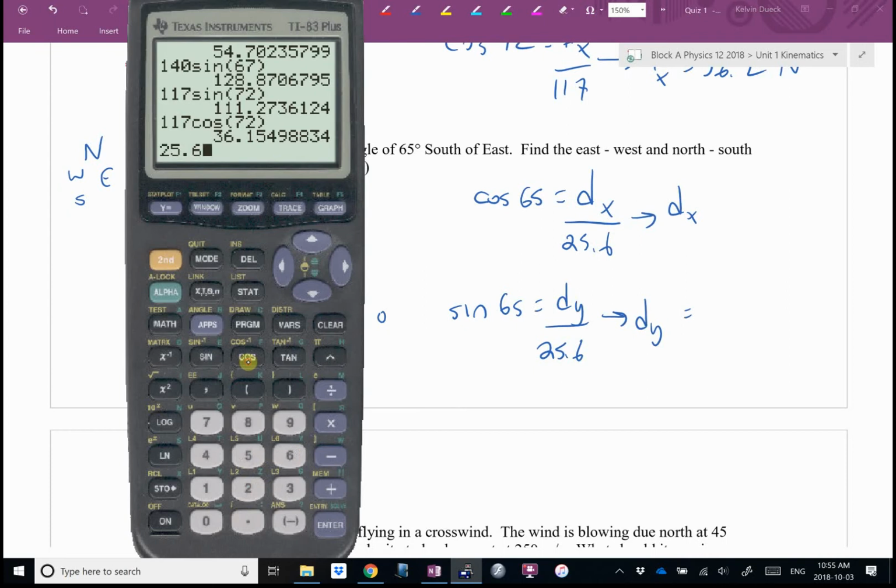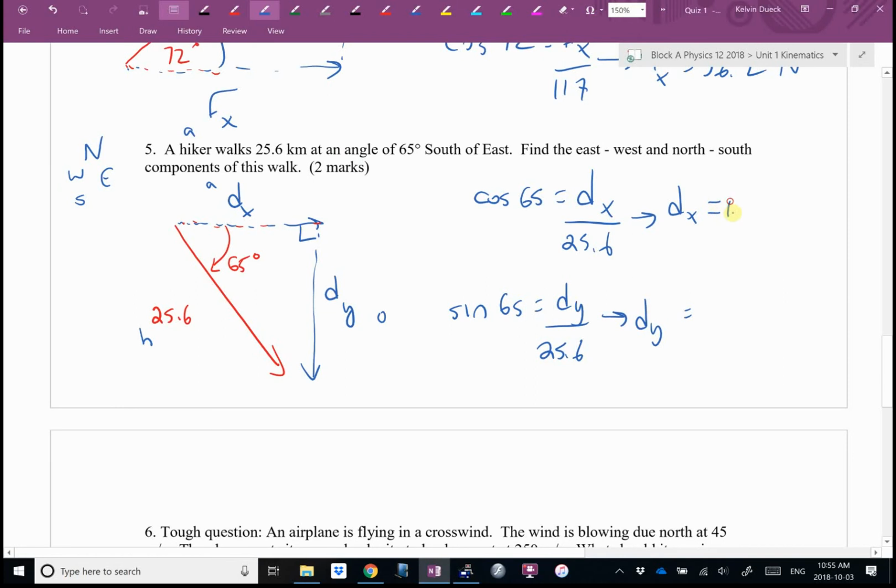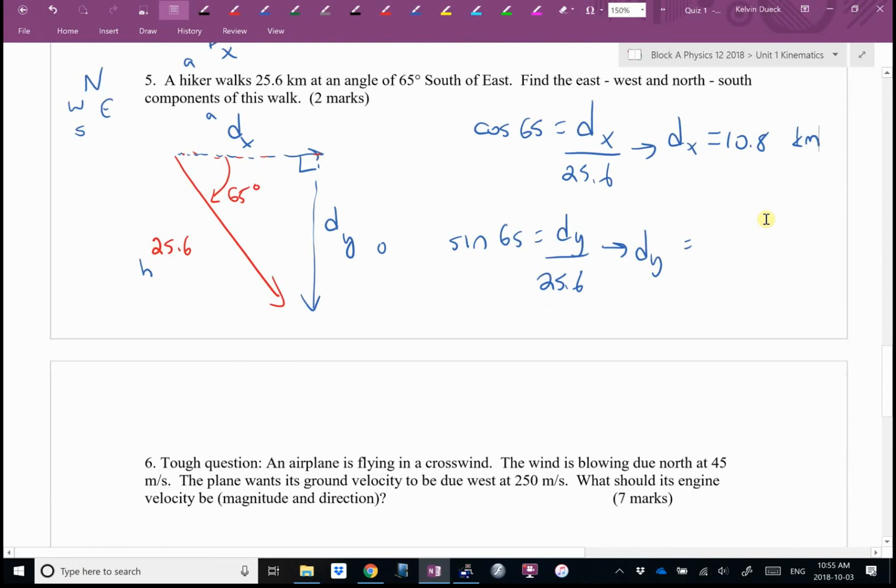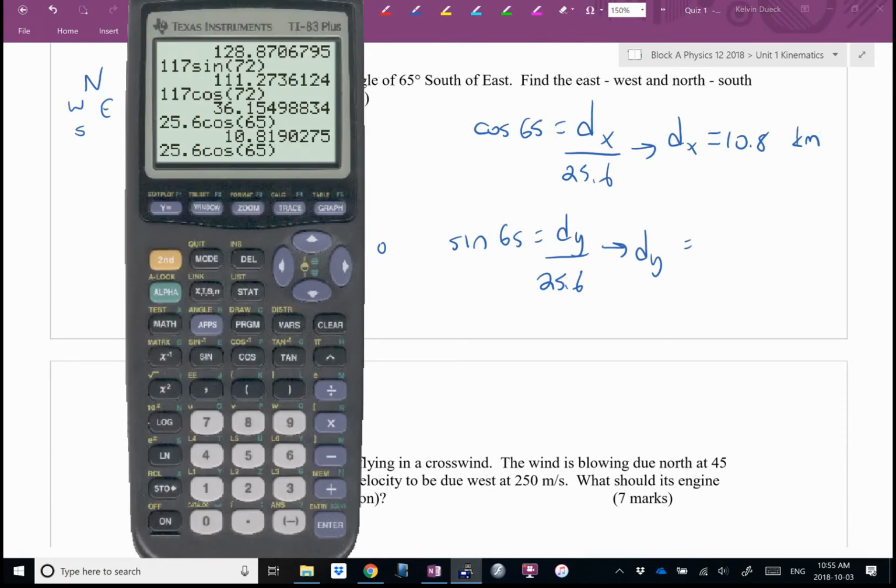25.6 cos 65. For the horizontal, did you get 10.8? Units, kilometers. Did I put units here? I hope I did, yeah. If you don't put units, I do take a half mark off. And it's going to be sine, 23.2.